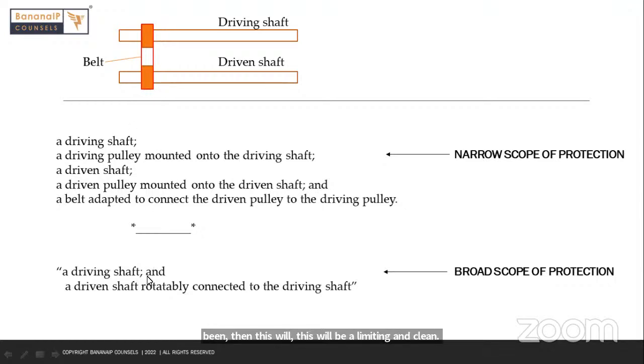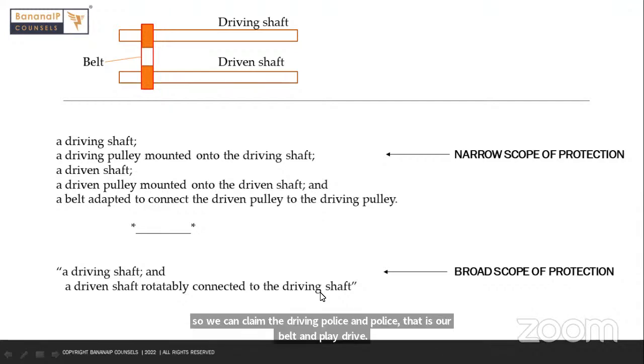So here we have a broad claim in which we say a driving shaft and a driven shaft rotatively connected to the driving shaft. This gives a broad scope of protection, and so we can claim the driving arrangements, that is belt and pulley drive, gear drives, and the chain and sprocket, in the dependent claims.